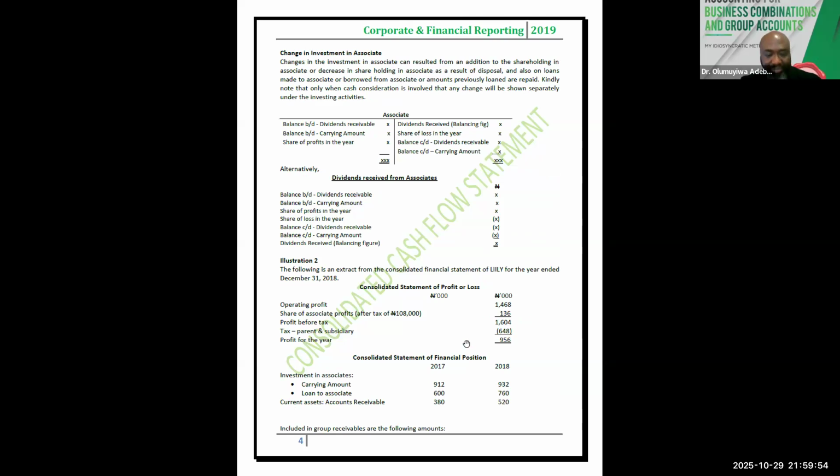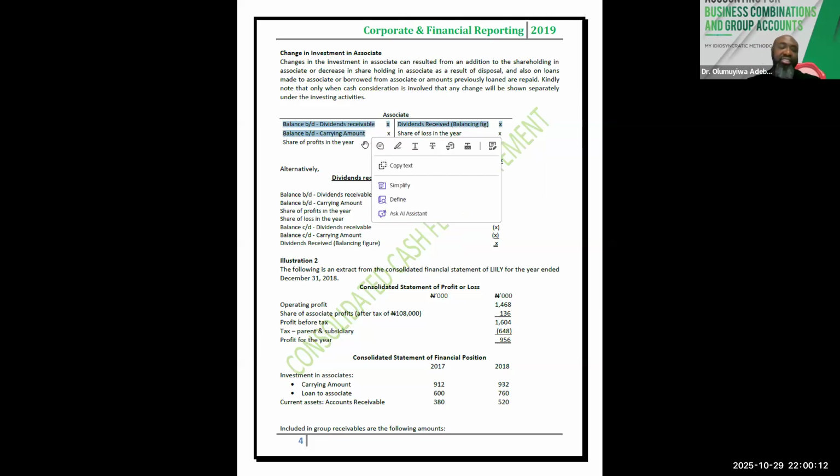Now, as I've said earlier, if you look at associates, it is an asset. And on that premise, it has a debit balance. Every dividend due from an associate that we are yet to receive constitutes a debit balance, which is a dividend receivable. Likewise, our equity stake in the associate also constitutes a balance, as the case may be.